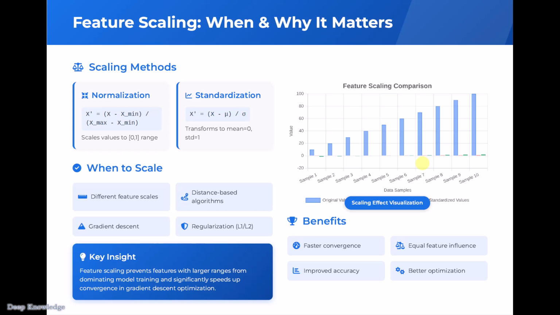And the benefit is, instead of calculating the distance with big numbers, you get faster convergence, improved accuracy, equal feature influence, and better optimization.